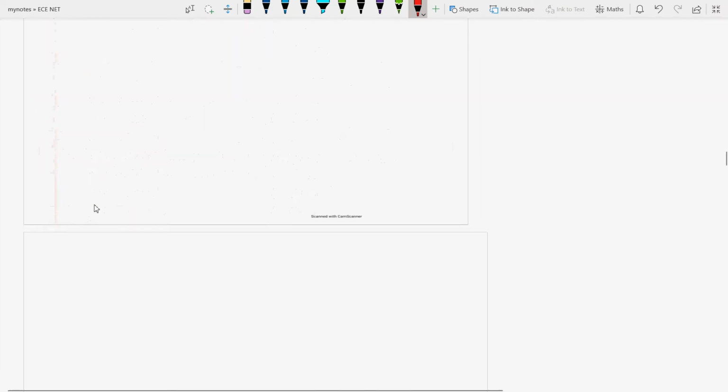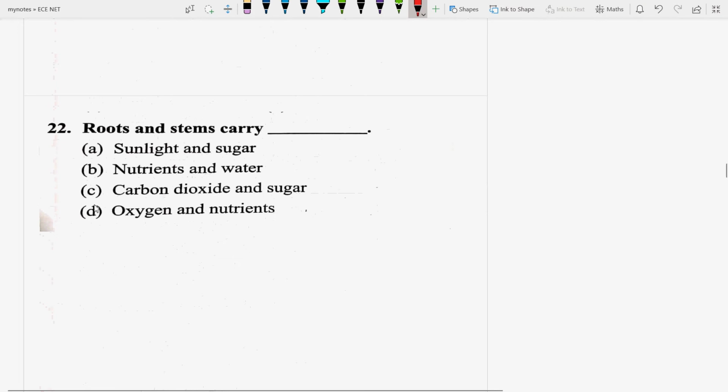Okay. Next question is, roots and stems carry sunlight and sugar, nutrients and water, carbon dioxide and sugar, or oxygen and nutrients. So the right answer will be that roots and stems carry nutrients and water. Okay. You know that roots are fleshy due to the storage of food. They attain different shapes in different plants for food storage. Okay, so roots and stems mainly have a large amount of nutrients and water.